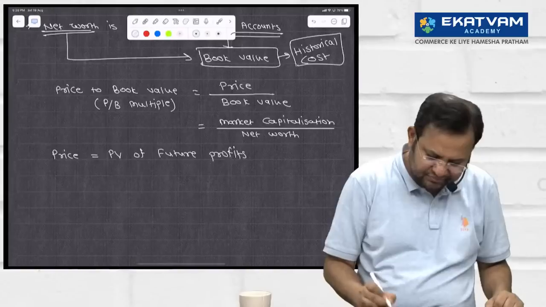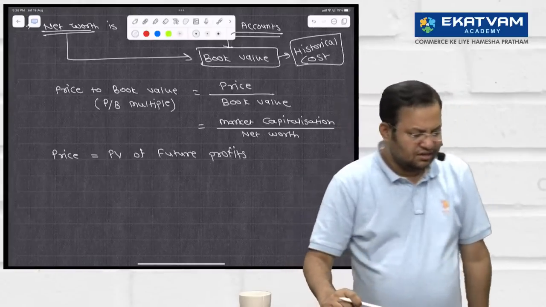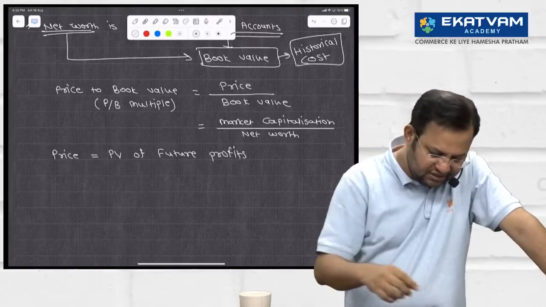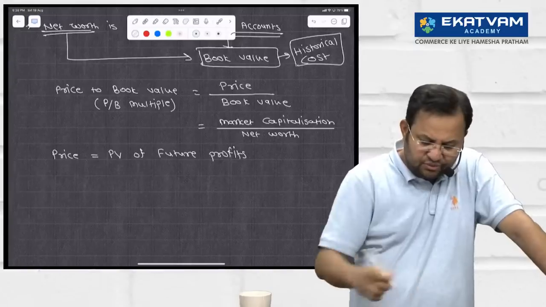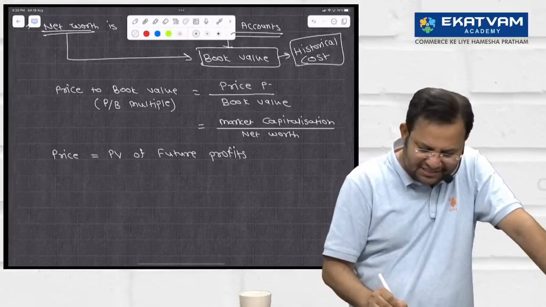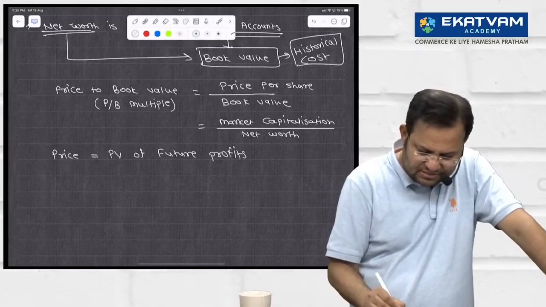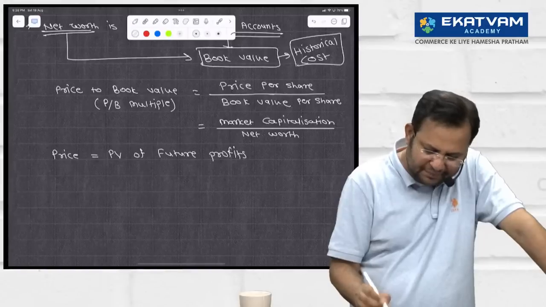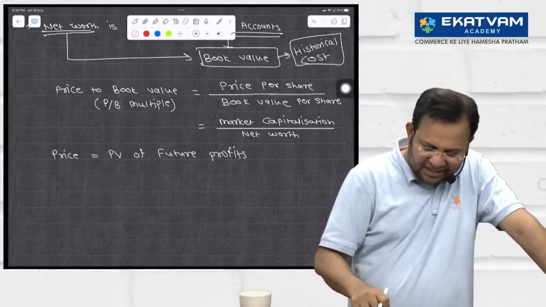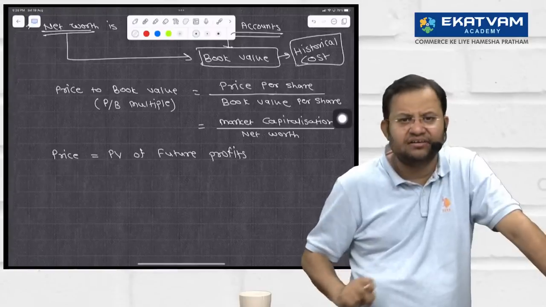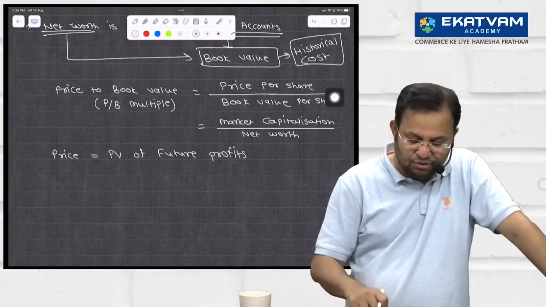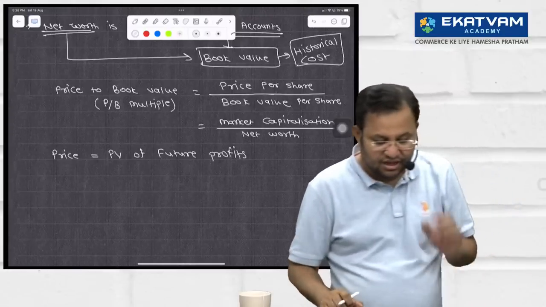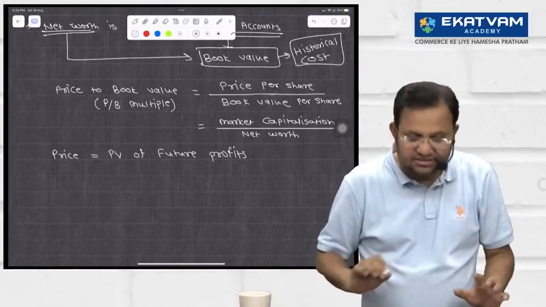Net worth. Market capitalization divided by net worth. Net worth is book value only, right? This is price per share divided by book value per share. Children, I multiplied both by the number of shares: price per share times number of shares gives market capitalization, and book value per share times number of shares gives net worth. Are you clear? Did you understand price?